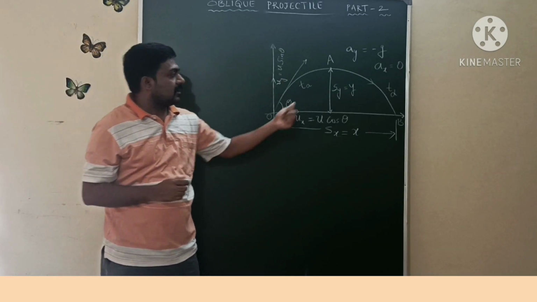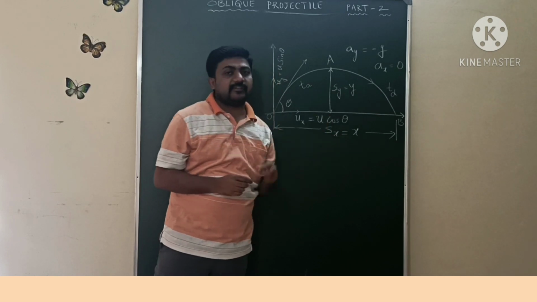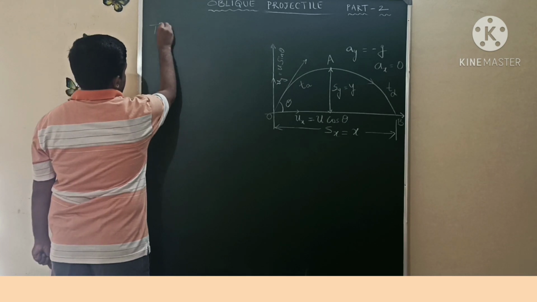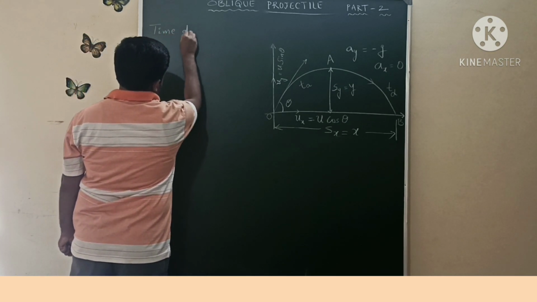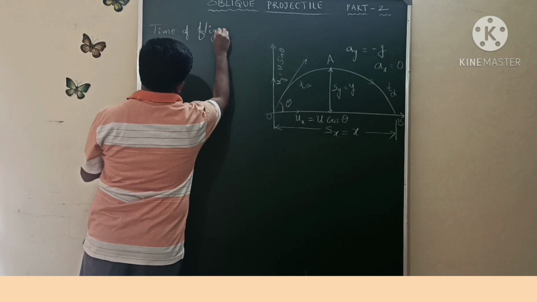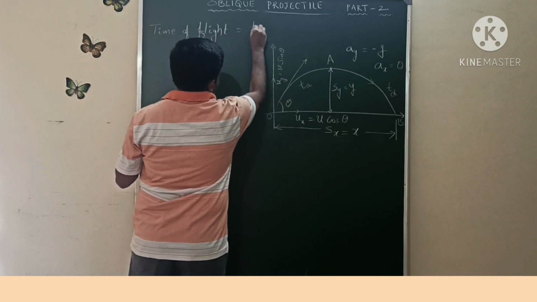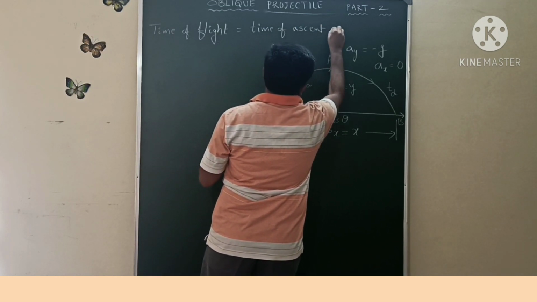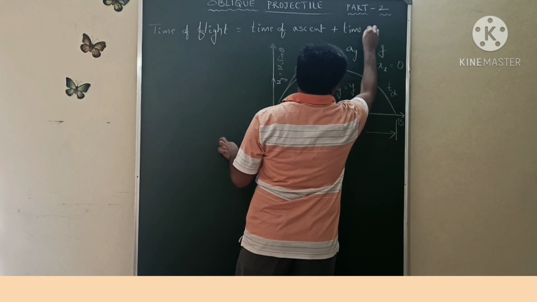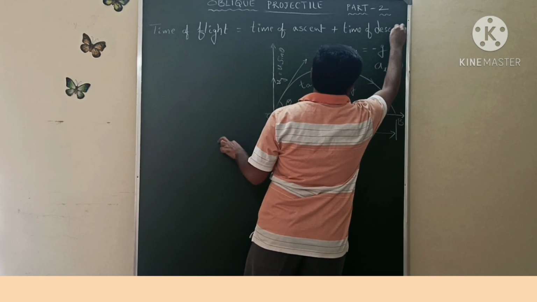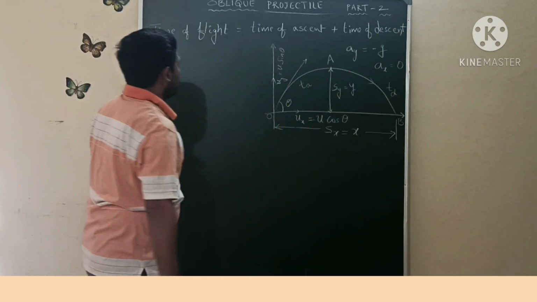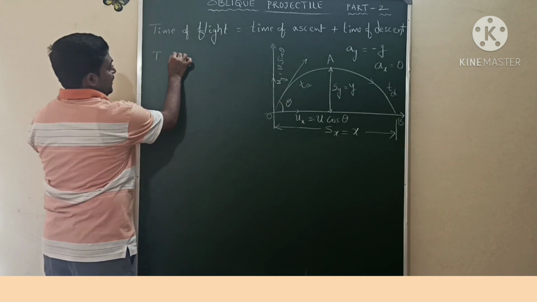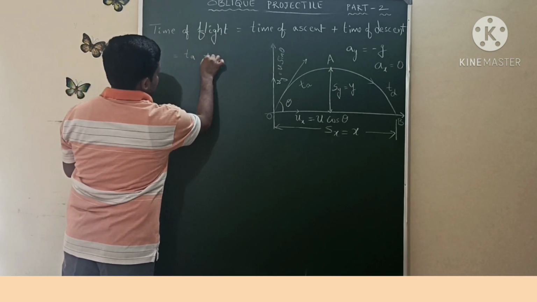This total time, time of ascent plus time of descent, is called time of flight. So time of flight is equal to time of ascent plus time of descent. Let us consider the symbol for time of flight as capital T, time of ascent TA plus time of descent TD.